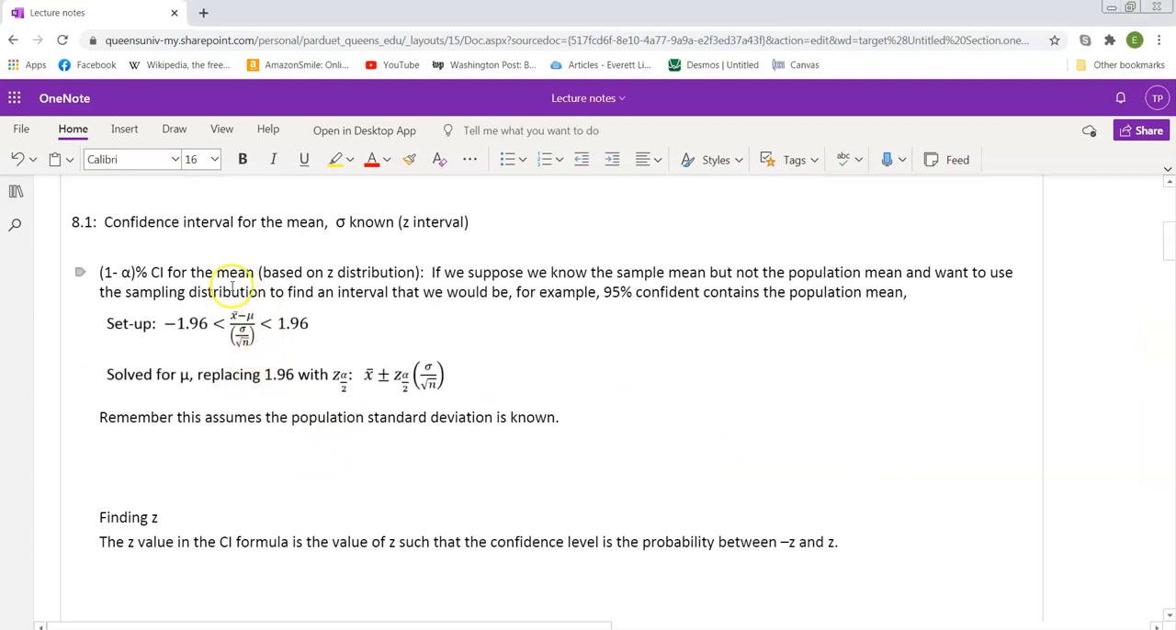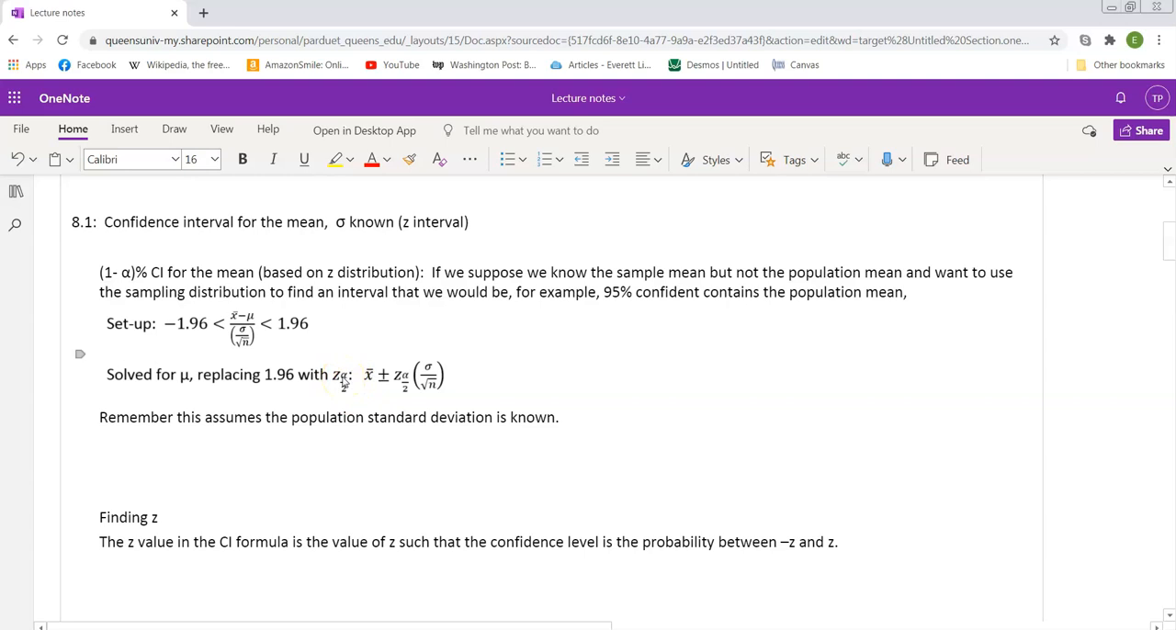So if we were to do some algebra, and I won't make you watch me do the algebra, but if we were to do some algebra and solve this for mu, we would get this formula. And by the way, I also changed 1.96 to z. Don't worry about this alpha over 2.